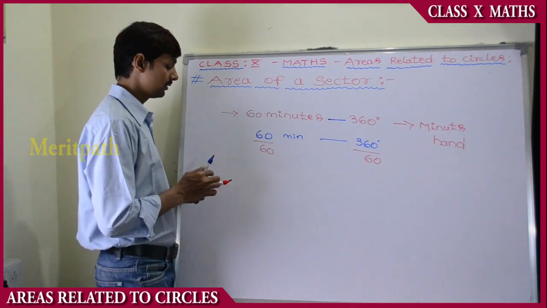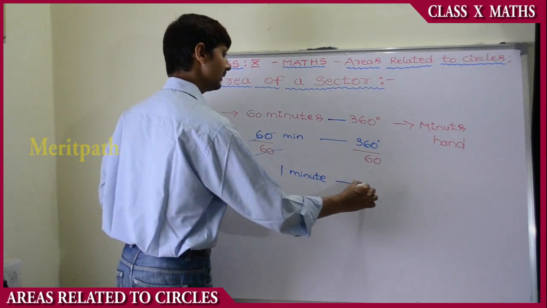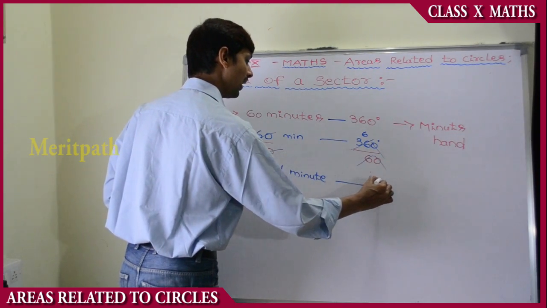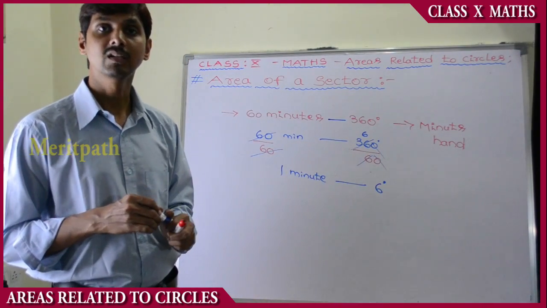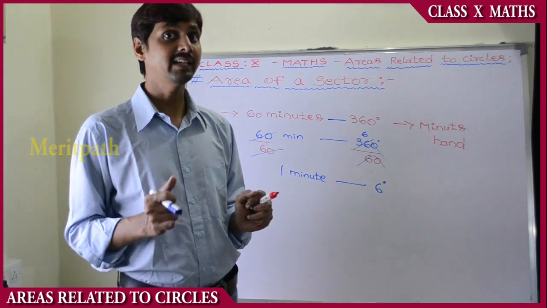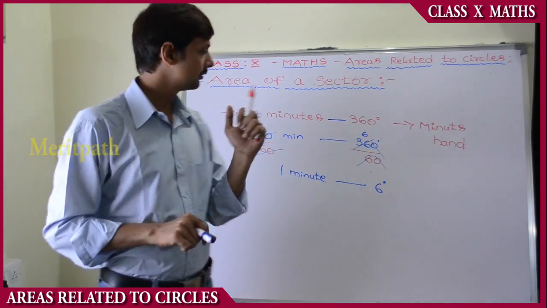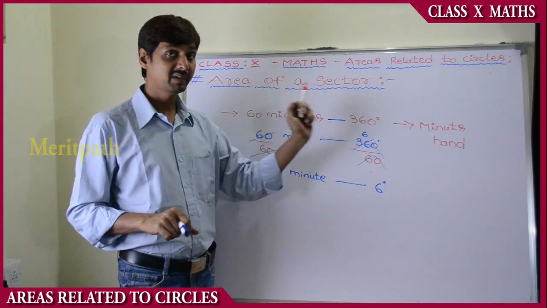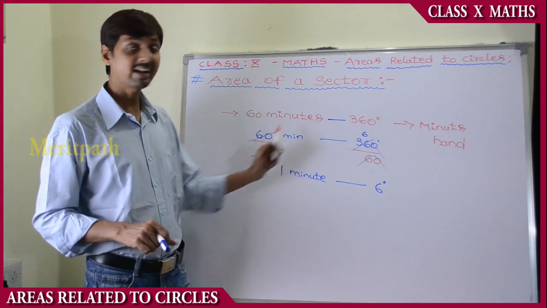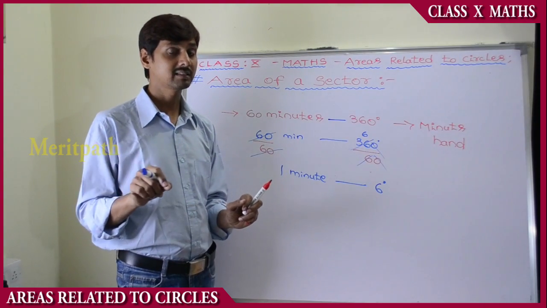So when we divide by 60, this 60 gets cancelled. Then 1 minute is equal to, it cancels, then 6 times it cancels. So 1 minute makes an angle of 6 degrees. So let's recall. The minutes hand is rotating in a clock. It makes an angle of 360 degrees in 60 minutes, because one complete revolution is 1 hour, we know that. So 1 hour is nothing but 60 minutes. 60 minutes is 360 degrees. Then we divide by 60 on both sides to get 1 minute. So 1 minute is making an angle of 6 degrees in the minutes hand. So the minutes hand makes 6 degrees in 1 minute.